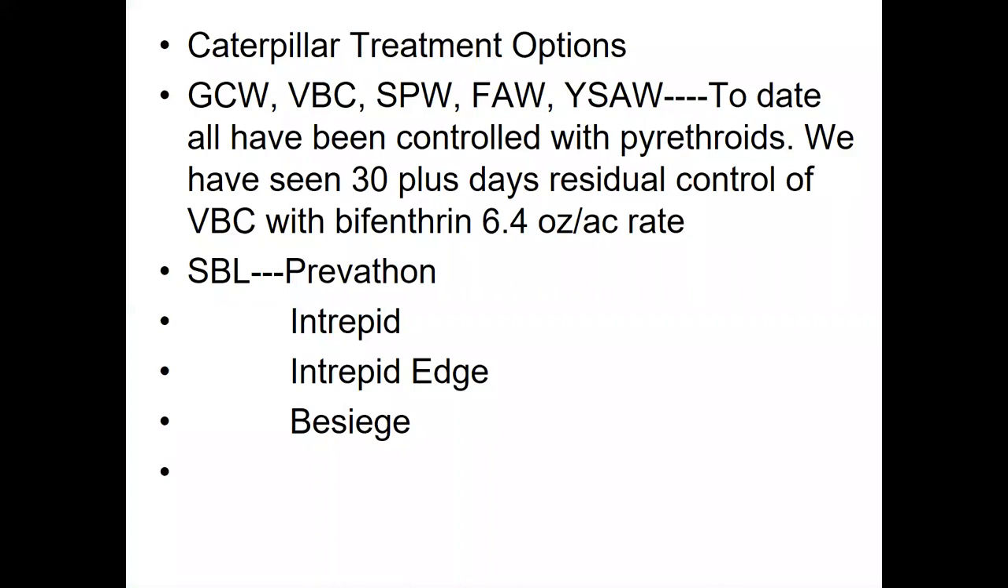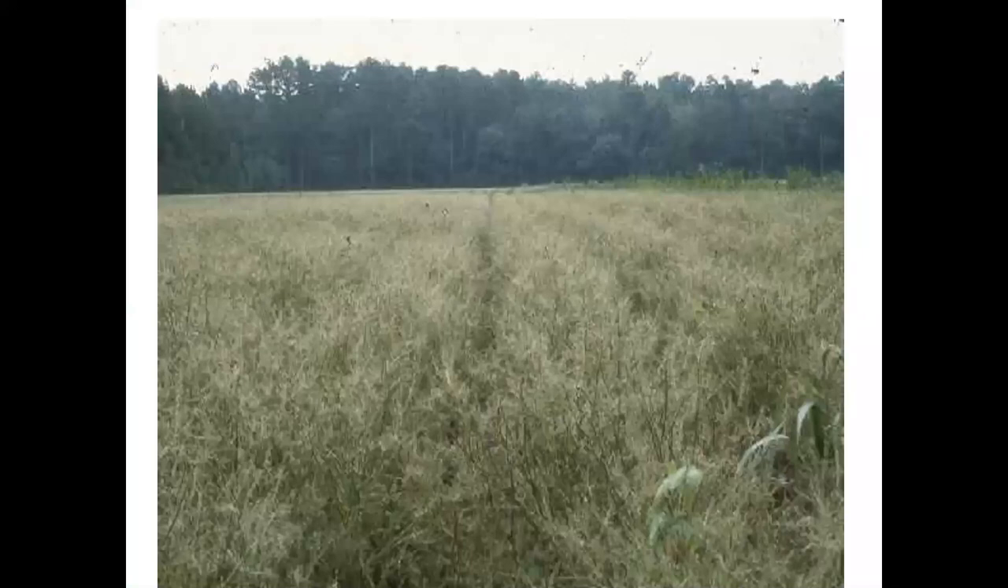Caterpillar treatment options: we can control all the caterpillars that attack soybeans easily with pyrethroids, and we can get 30 plus days residual control on caterpillars, except for loopers, with the pyrethroids. The products that are preferred for soybean looper control are Prevathon, Intrepid, Intrepid Edge, and Besiege. You can have severe defoliation in your soybean fields in some situations. If you don't keep them checked, they can totally denude the field.